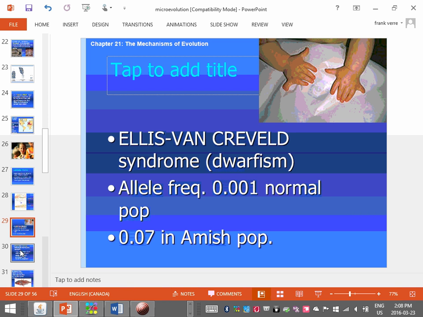Very good. Pleiotropy. Okay. The frequency of this allele in the normal population is 0.001. So that's 0.1%. The frequency of this allele in the Amish population is 70 times higher. So it's 7%. Why? Why do you think it's so much higher in the Amish population than in the regular population? Well, based on what we just talked about, why do you think it's that?